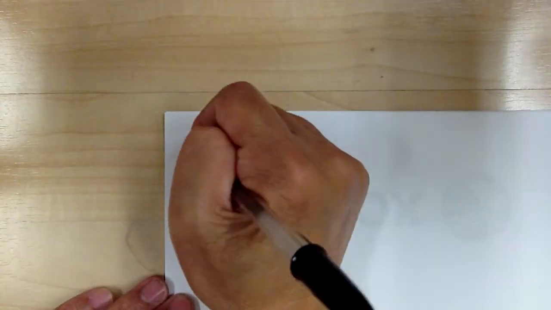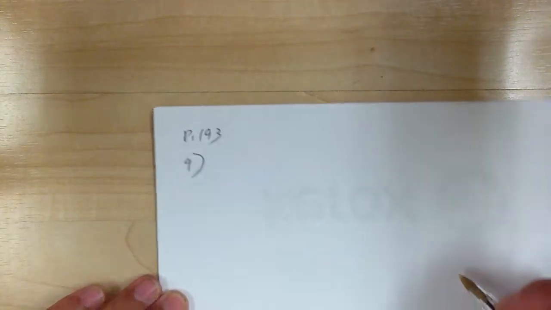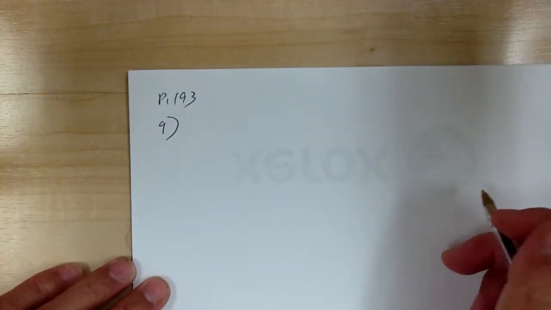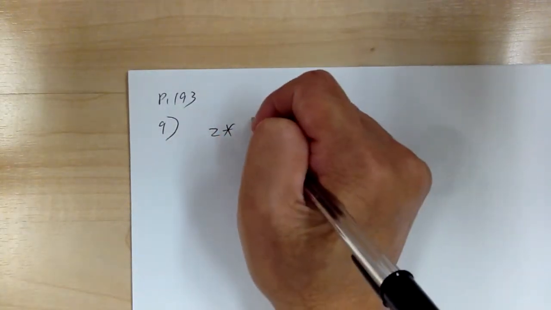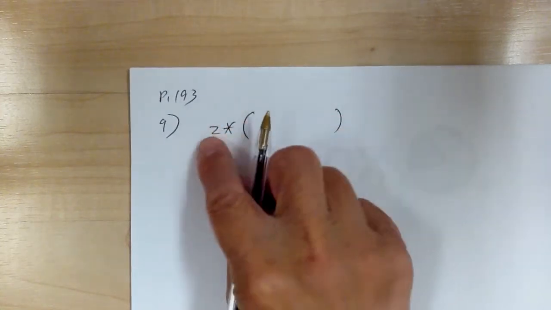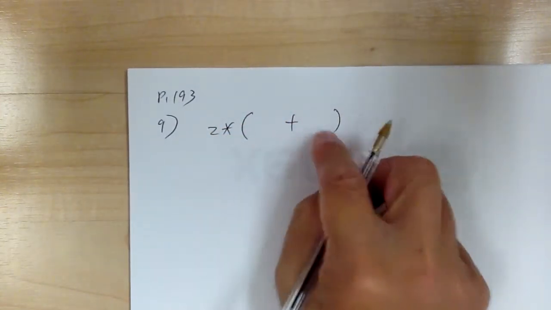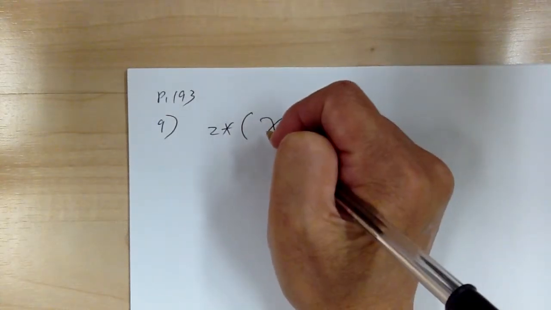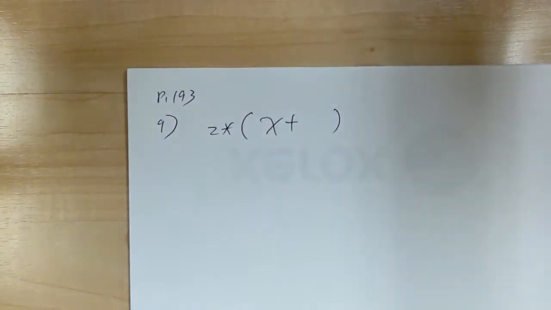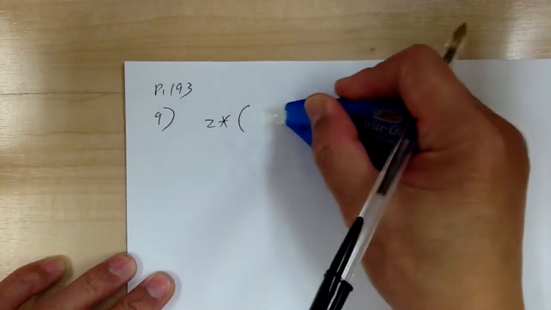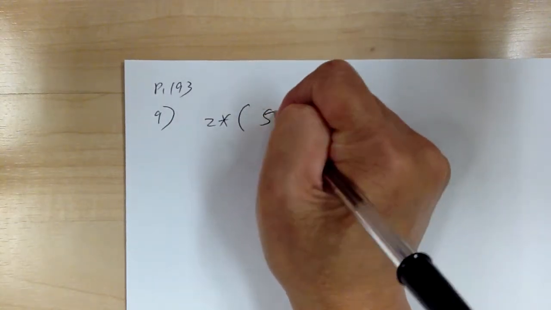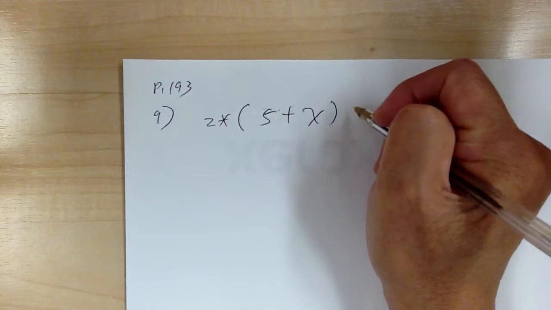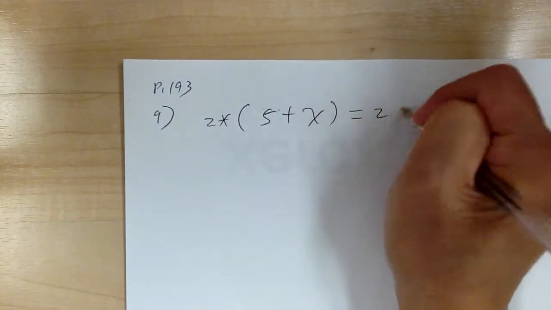Okay, let's go to number 9. It says twice means 2 times, right? Twice means 2 times the sum. So when you have a whole bunch of stuff afterward, you need to put in parentheses. So 2 times the sum of an unknown number, the sum of 5 and the unknown number. So twice the sum of 5 and the unknown number is equal to 26.